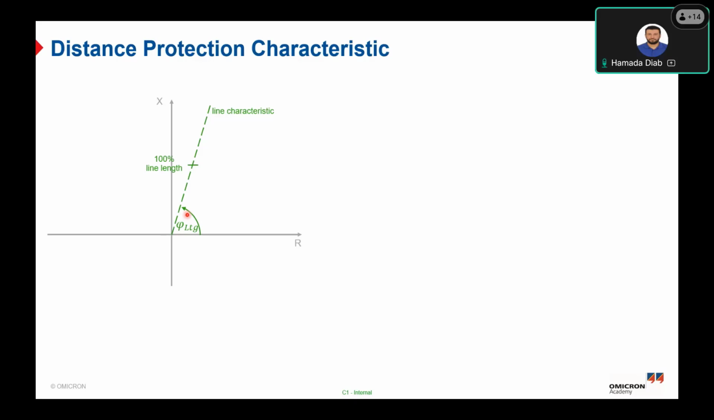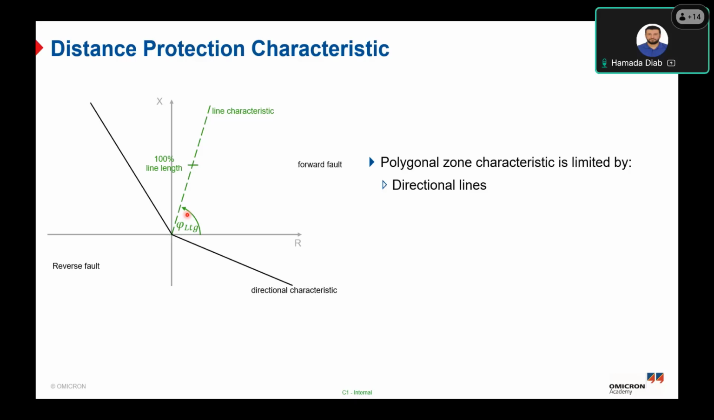So generally the distance zone exists in different shapes. It depends on the country or on local practice. You can use different shapes of the distance zones. For example, the polygon characteristic is very commonly and widely used in our area. And this polygonal characteristic is limited by the directional lines, which identify the forward fault and the reverse fault.